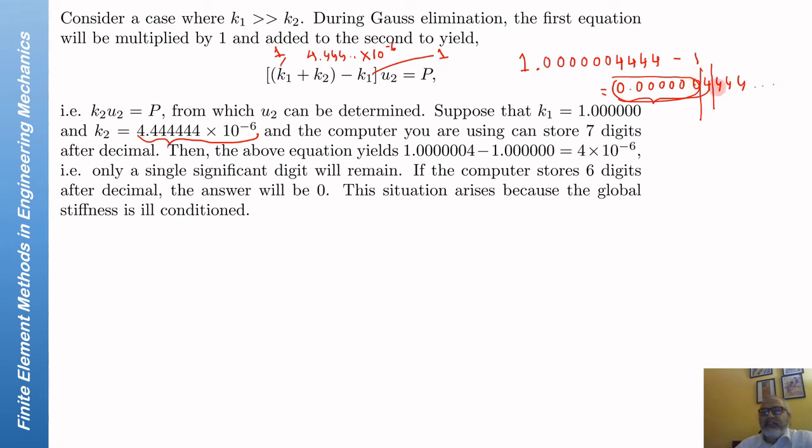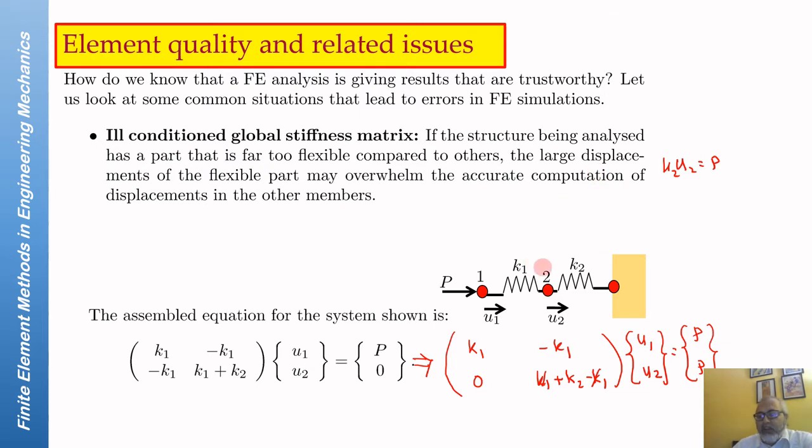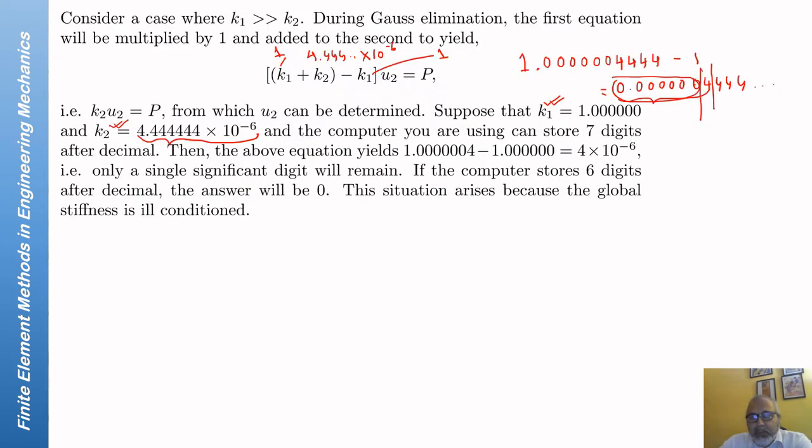This situation arises because you have a tremendous difference between K1 and K2. You have a huge difference in magnitude between K1 and K2, which is like having a very stiff spring connected to a very weak spring. Due to this huge mismatch, you will have a numerical ill conditioning in the computer because of its finite capability to store digits after the decimal, and this can lead to serious problems in your finite element solutions. And this is the problem of numerical ill conditioning.